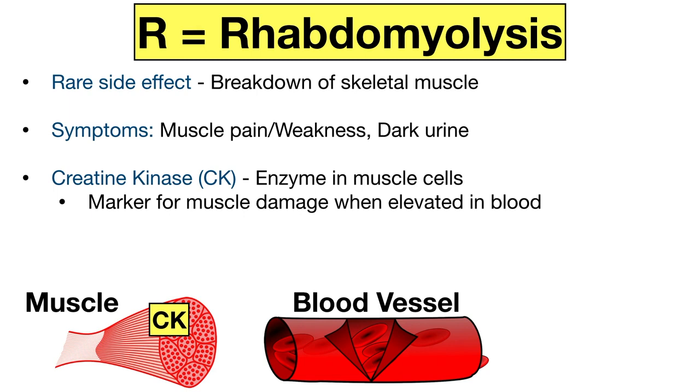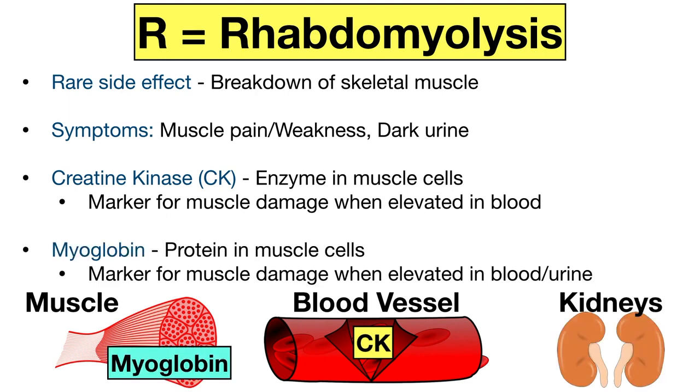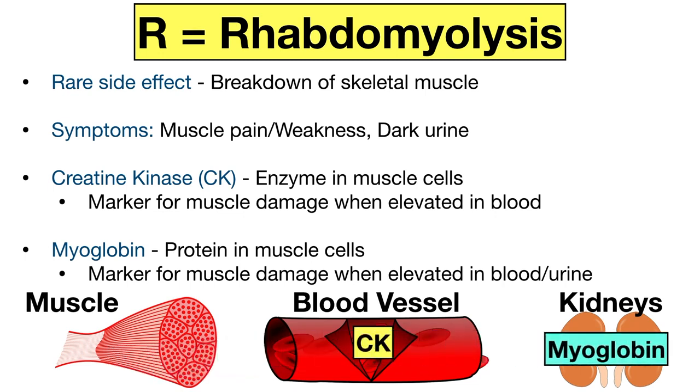Creatine kinase is an enzyme found in muscle cells that helps muscle cells function. When muscle cells break down, creatine kinase is released into the bloodstream and can be measured in the blood, and this can be a marker for muscle damage. Myoglobin is a protein found in muscle cells. When muscles break down, myoglobin is also released into the bloodstream and excreted in the urine. This can cause the urine to appear dark and can be measured in the urine as well. This could also be a sign of rhabdomyolysis.